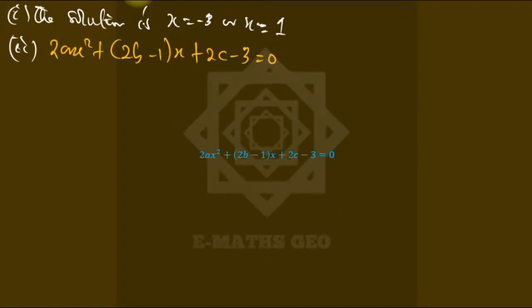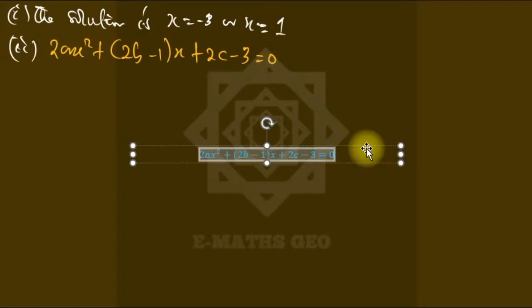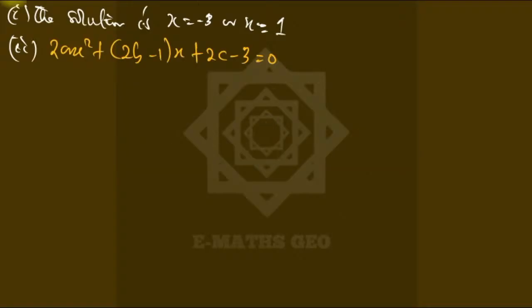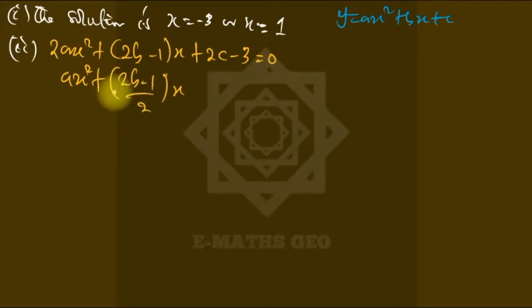But remember, the original function is y equals ax squared plus bx plus c. Now we are asked to use it and solve this. So we need to transform this one to look like that. If you check the coefficient, what I have here is a, but what I have here is 2. So I divide both sides by 2. So I have ax squared plus 2b minus 1 over 2 x plus 2c minus 3 over 2 equals 0.